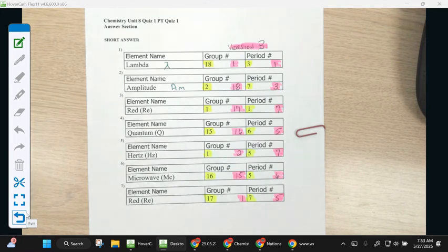All right, number 6, ladies and gentlemen. The element name for the longest wavelength type of EMR. That is all of them, not just the visible light. The longest is microwave. Okay? The longest is microwave. Is the heaviest nonmetal with 6 valence electrons. Group 16, again, period 5, because 6 and 7 are filled by metals.